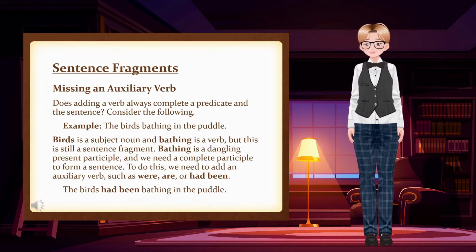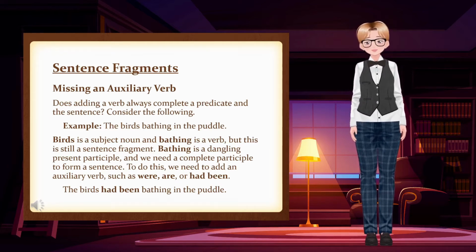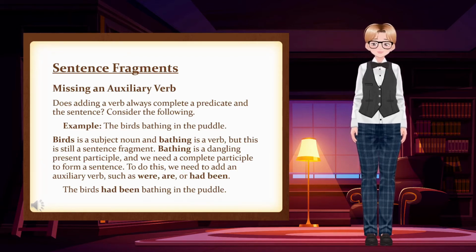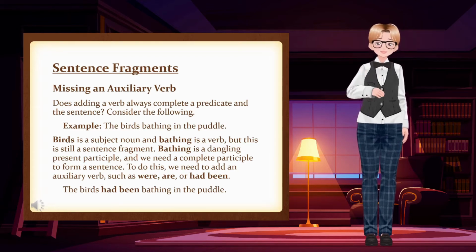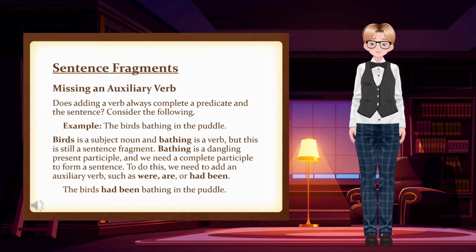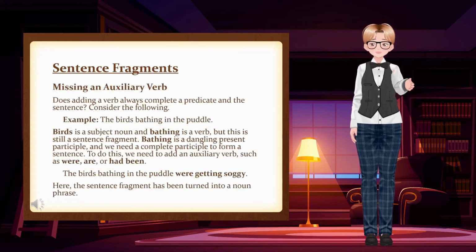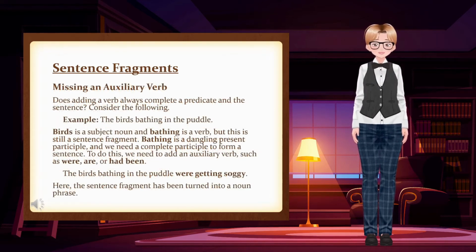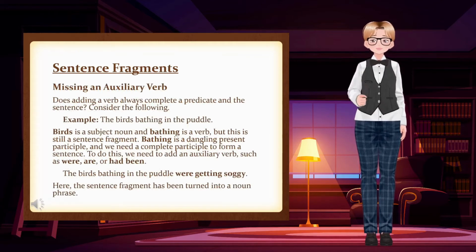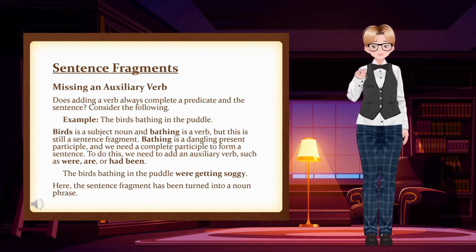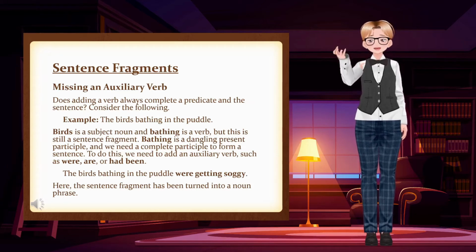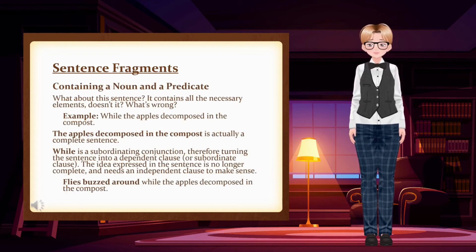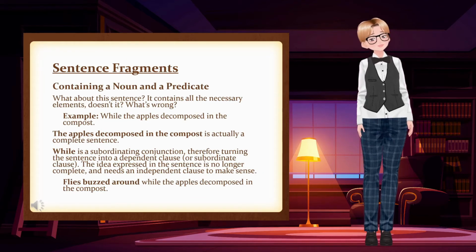To do this, we need to add an auxiliary verb, such as were, are, or had been. The birds had been bathing in the puddle. Or, the birds bathing in the puddle were getting soggy. Here, the sentence fragment has been turned into a noun phrase. Containing a noun and a predicate.